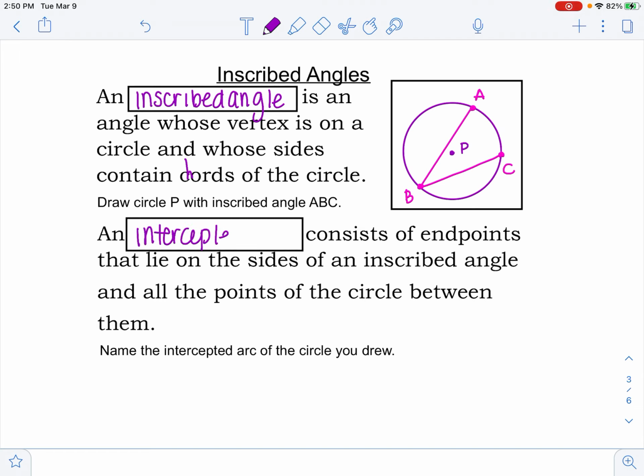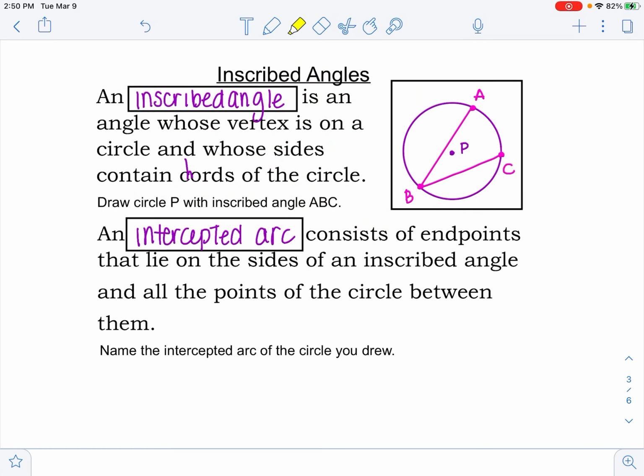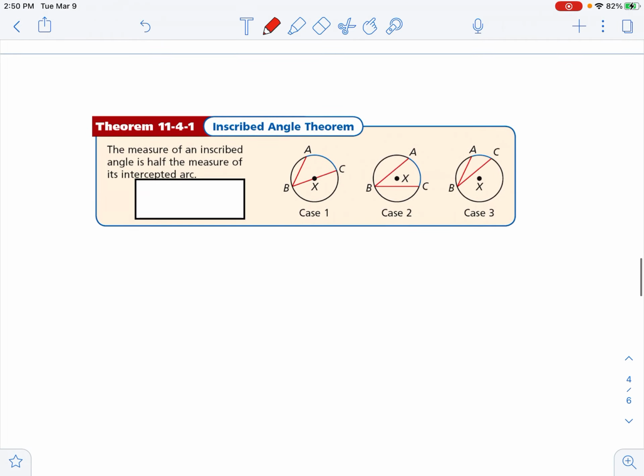Now, I've already used this, but an intercepted arc consists of endpoints that lie on the sides of the inscribed angle and all the points of the circle between them. So if I highlight my angle right here, here's my angle ABC. The endpoints are A and C, right? So the arc in between those two endpoints is my intercepted arc, sorry, not inscribed arc, my intercepted arc is arc AC.